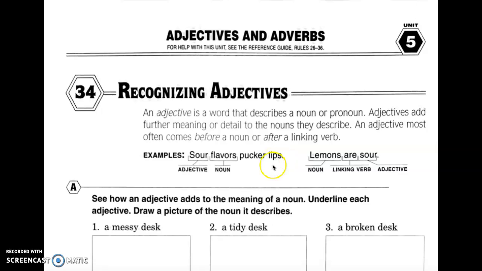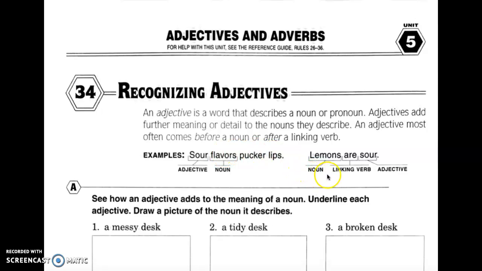Our noun in this sentence is flavors. The flavors can pucker lips. What kind of flavors? Sour flavors. The word sour helps to describe or define the word flavors, their noun, even more, so that we have a better picture of exactly what kind of flavors we're talking about.